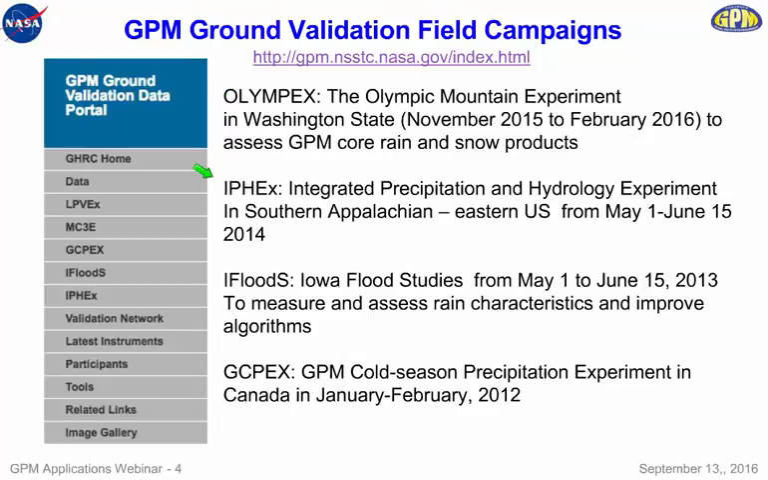There is also integrated precipitation and hydrologic experiment. This is in Southern Appalachian. Both of these deal with varying terrain precipitation, which was a problem earlier in TRIM. And so that's why these field campaigns were designed and the data are being analyzed. Earlier two campaigns, Iowa flood studies and GPM cold season precipitation, they were before the launch, but the data have been used to improve algorithms to get GPM products.